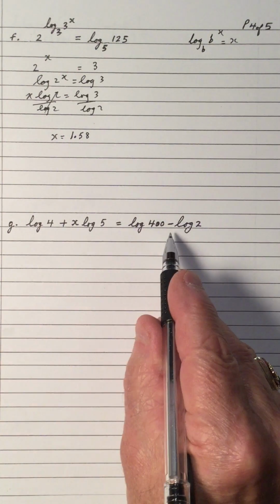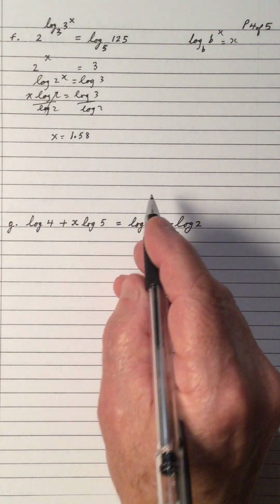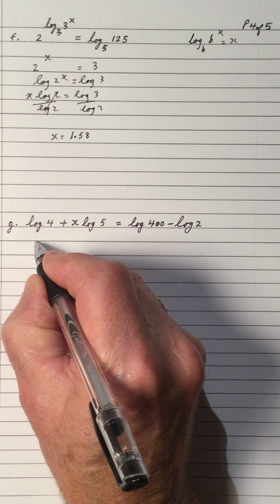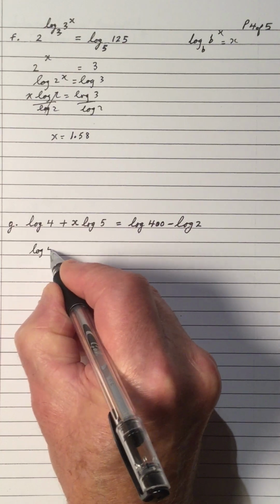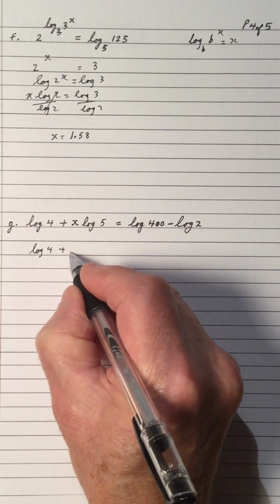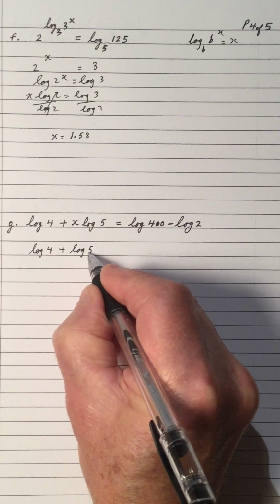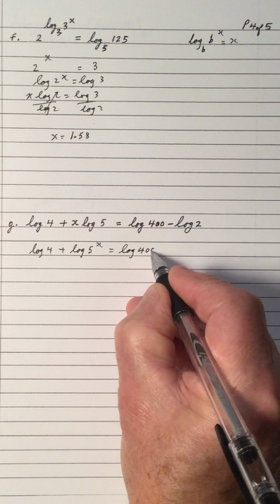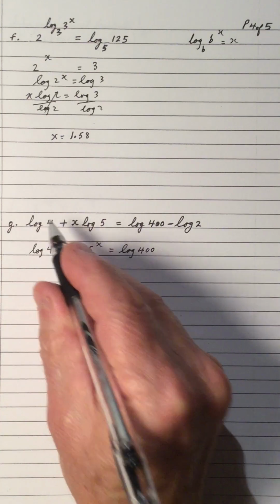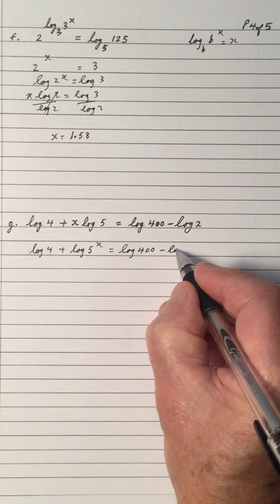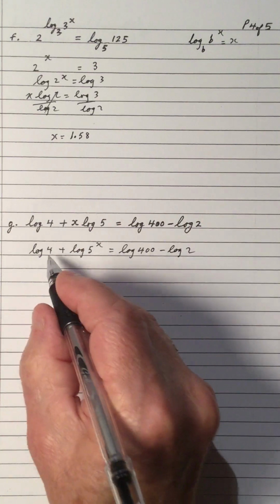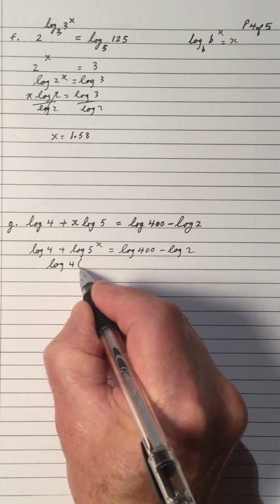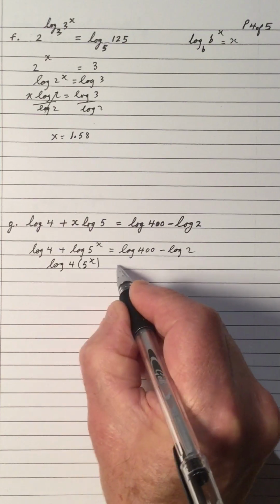We have the sum of logs and the difference of logs. But before I do that, I always do the power rule first. So this is the log of 4. The x moves to the power of 5. I always do the log power rule. Any number that's in the front of a log goes to the power. So we have that done. Now the sum of two logs is the log of the product. So that's 4 times 5 to the x.